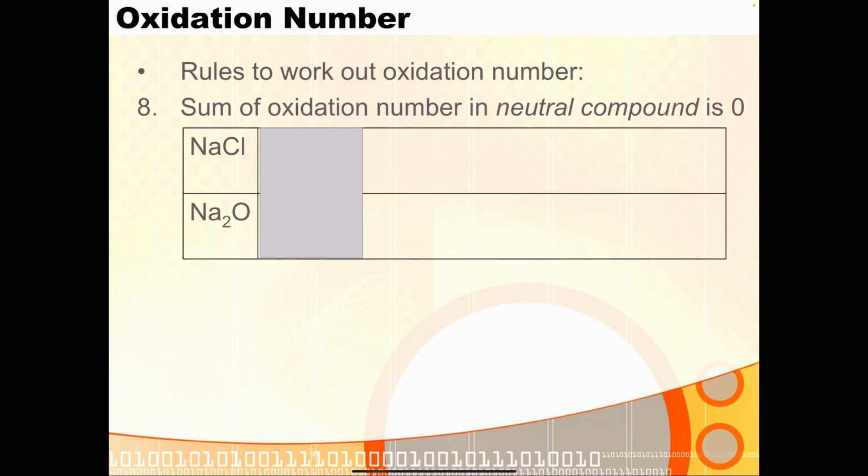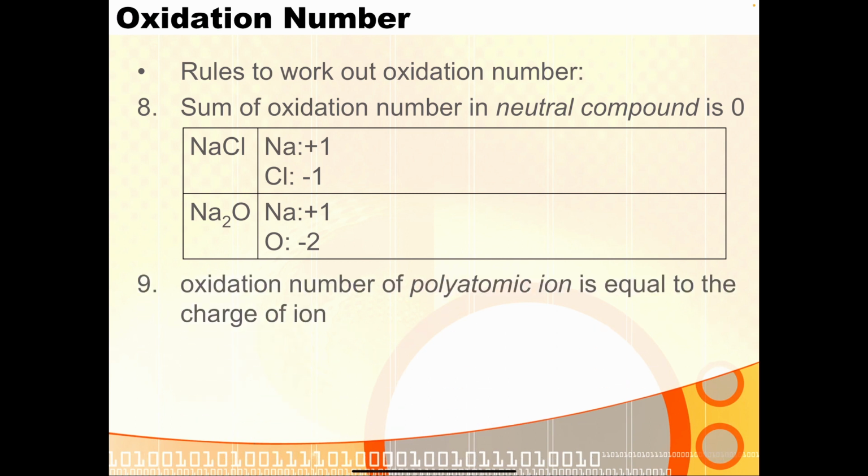Rules to work out oxidation number. The sum of oxidation numbers in a neutral compound is 0. So here in NaCl, chlorine we already know is minus 1, so sodium will be plus 1. So overall the oxidation number of this neutral compound NaCl is 0. Similarly, in Na2O, we know oxygen is minus 2, and sodium will be plus 1. So overall plus 2 and minus 2 equals 0.